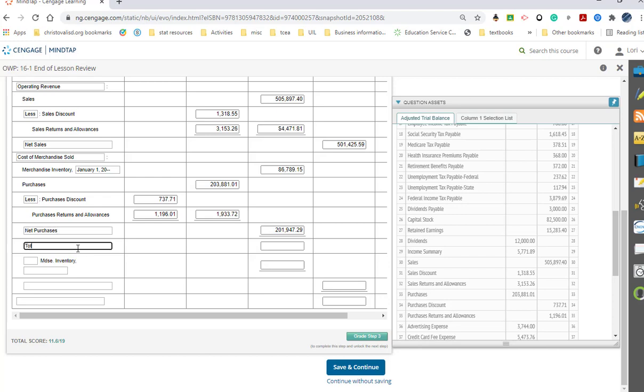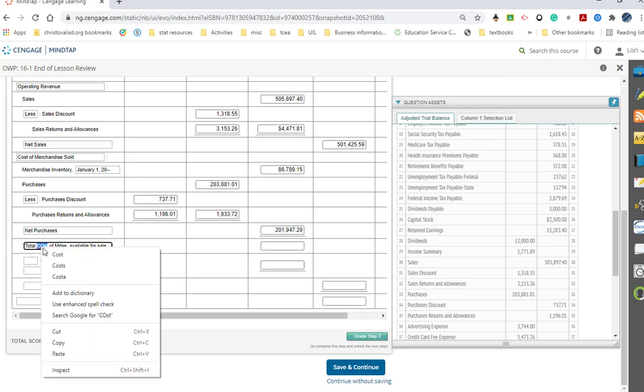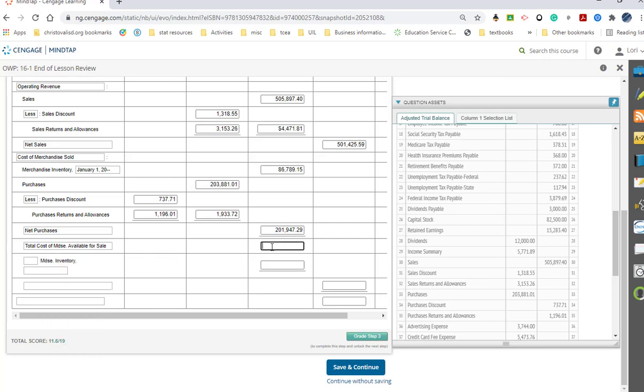Now we're going to find our total cost of merchandise available for sale. And so to find our total cost of merchandise available for sale, we take our merchandise start plus anything we bought that year and total those: 288,736 and 44 cents.